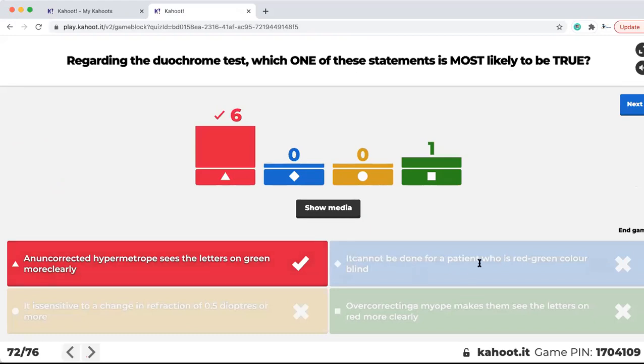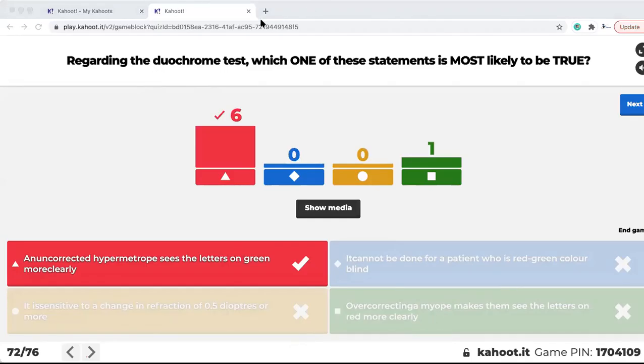It can be used for patients who are red-green blind, because their red-green blindness doesn't invalidate the test. It doesn't test the patient's color vision or the ability to discriminate colors, but just the ability of the patient to appreciate the brightness of the color itself, not to name the color. It is sensitive to refraction of 0.5 diopters or more, because it can be sensitive to 0.25 diopters. And finally, overcorrecting myopes makes them see the letters of green more clearly, not the red.